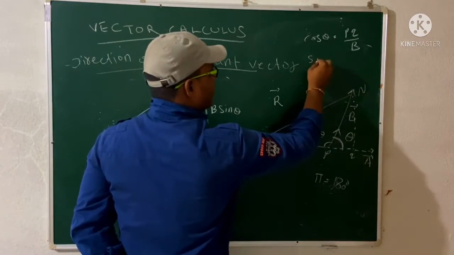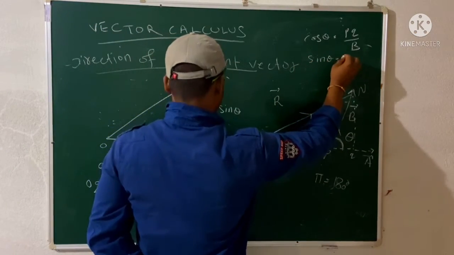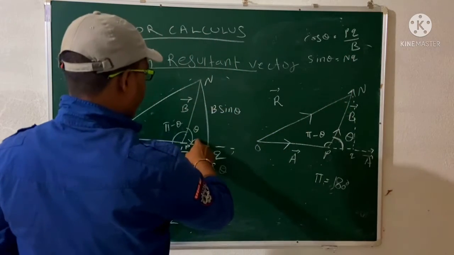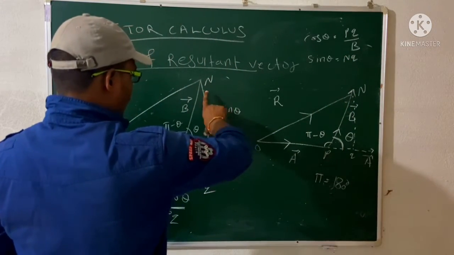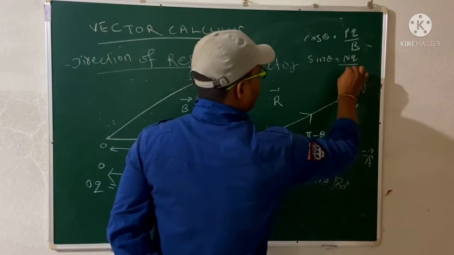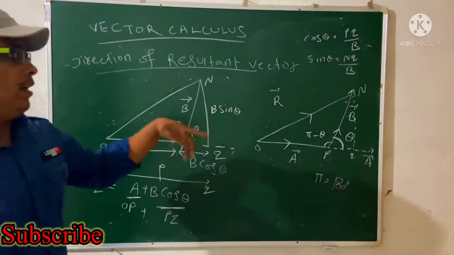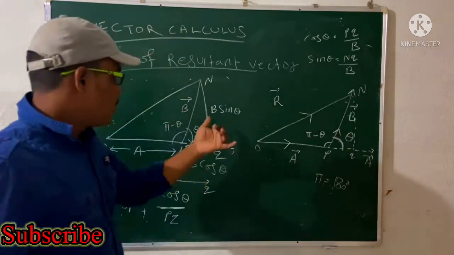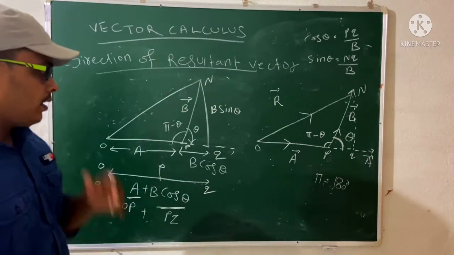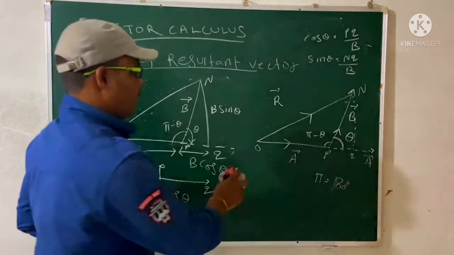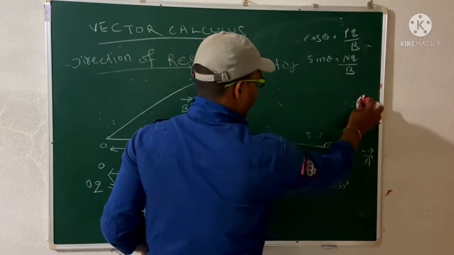Because sin theta is NQ by B, so NQ will be B sin theta. So we have calculated the geometry part. Now we will go to the angle.